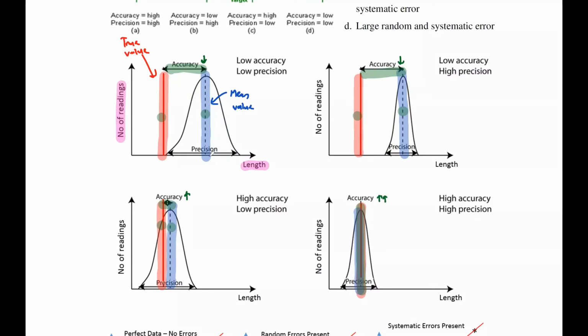Next, we look at the scatter or range of our readings indicated by this orange line here. For the first graph and the third graph, you can see that the scatter or range is actually quite large. So we would say that the precision here is low. Whereas for the second graph and the fourth graph, we can see that the scatter or range is actually lower. So our precision here is high.